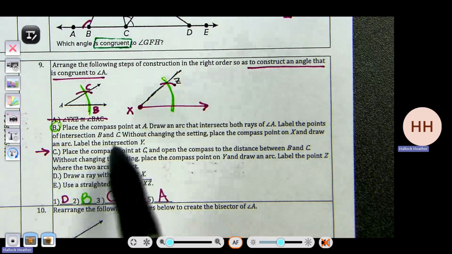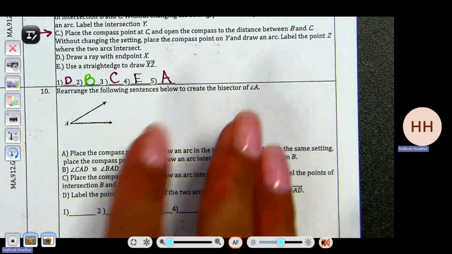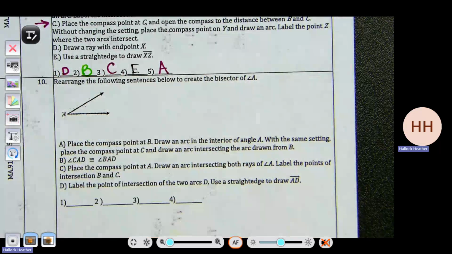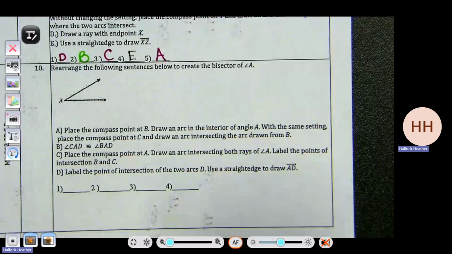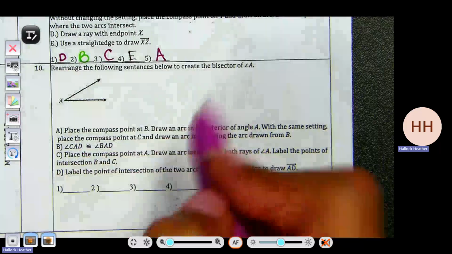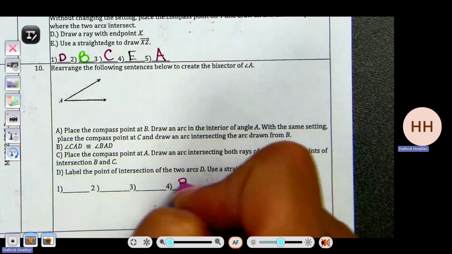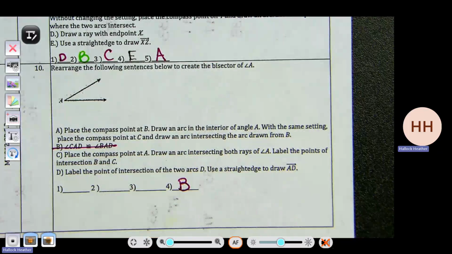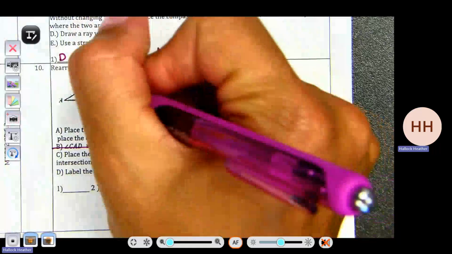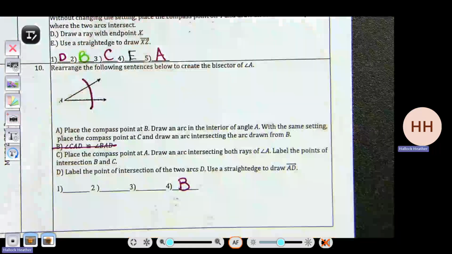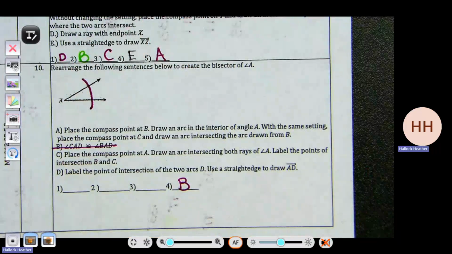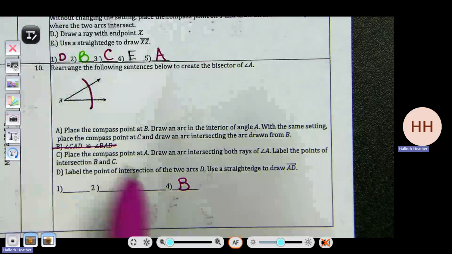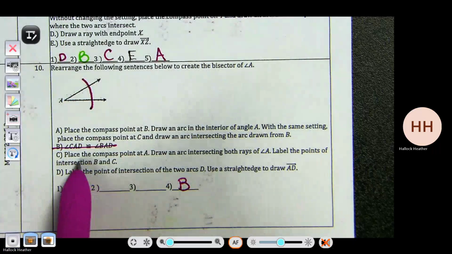Number 10. Number 10 says rearrange the following sentences below to create a bisector. So we need to split this. So the last step is always the congruency statement. So B is always last, not B, but like the congruency statement is always last. So that's automatically last. The first step to construct a bisector, we draw an arc going through both sides. That is C.